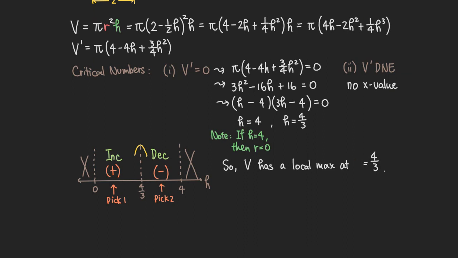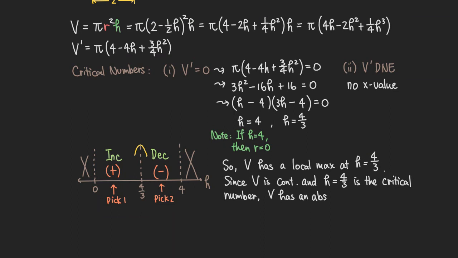Or actually not x, right? I just keep saying x. It's actually h. Now, based on the first derivative test for absolute extreme values theorem, we say that since v is continuous and h equals 4 over 3 is the only critical number, we say that v has an absolute maximum at h equals 4 over 3.